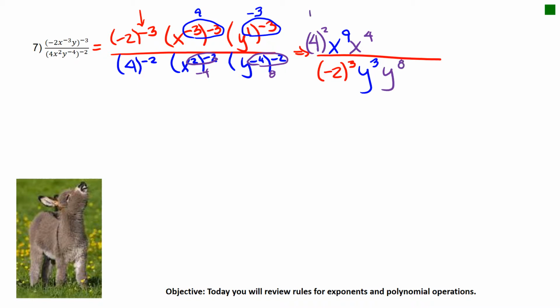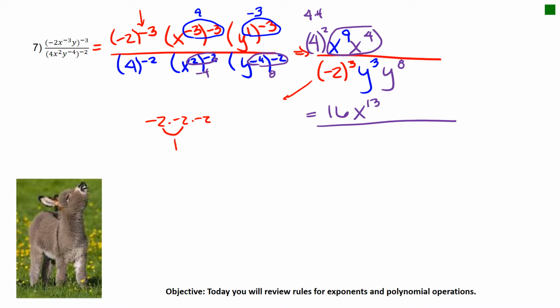So now I'm going to clean up. Remember, 4 squared means 4 times 4, so that's 16. I've got 2 sets of x's. 9 and 4 are all on top, so I'm going to add them, and I get 13. -2 cubed is -2 times -2 times -2. -2 times -2 is 4. 4 times -2 is -8. All the y's are on the bottom, so I'm going to add, and that's 11.